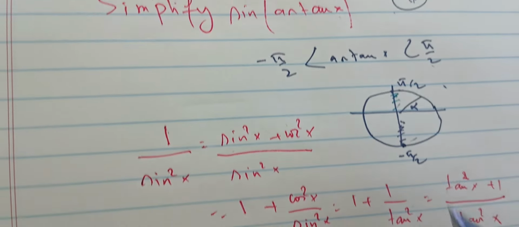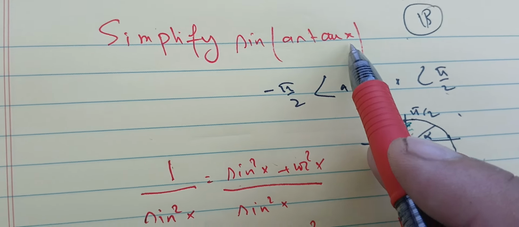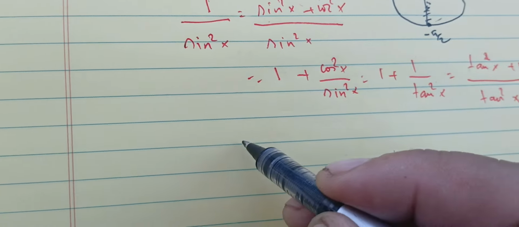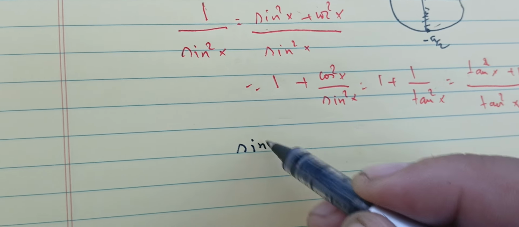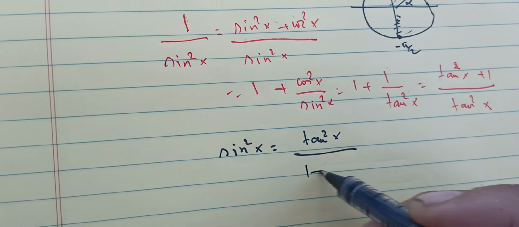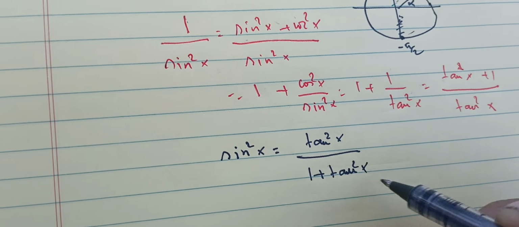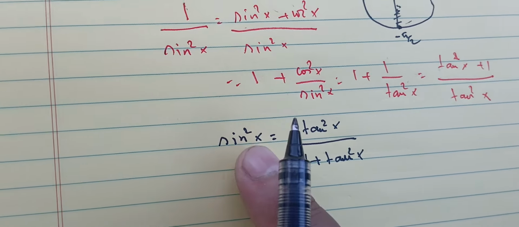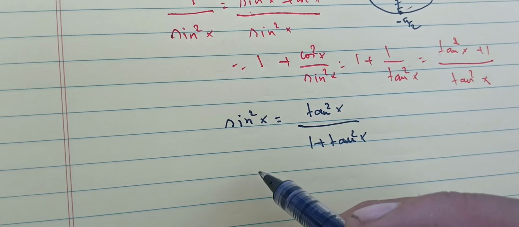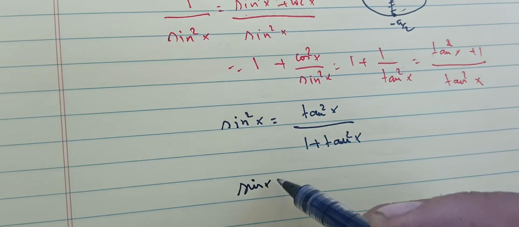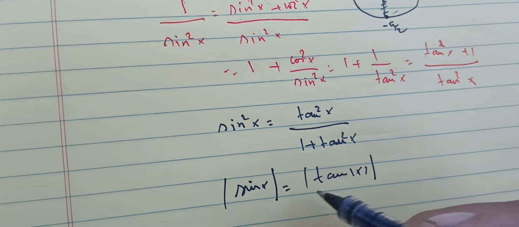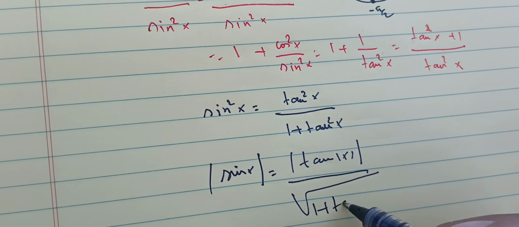Now we treat x as our arctangent here. Before doing so, if we flip, we get sine squared of x is tangent squared of x over 1 plus tangent squared of x. Now, if we take the square root, we're going to have the sine in absolute value and tangent in absolute value over the square root of 1 plus tangent squared.